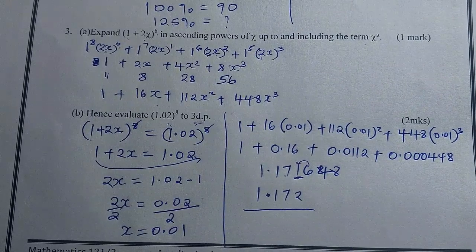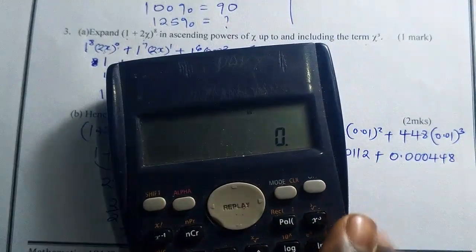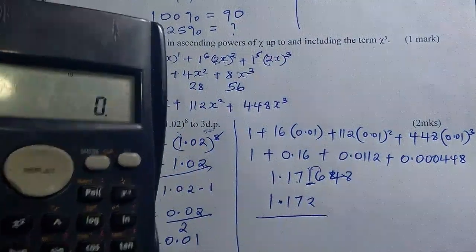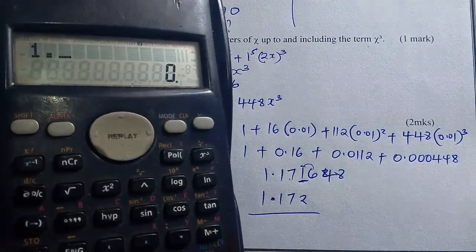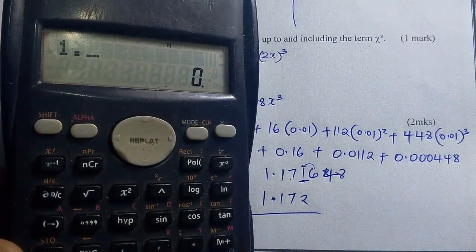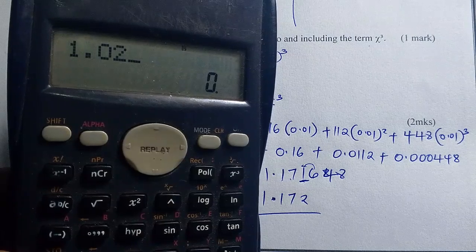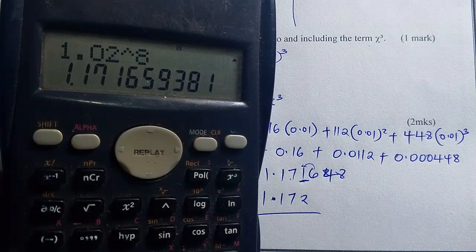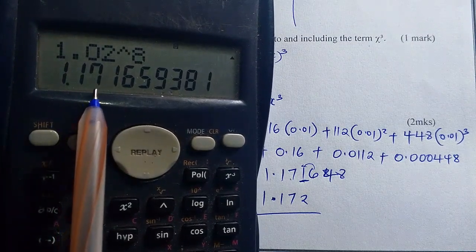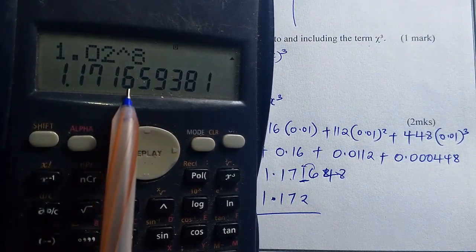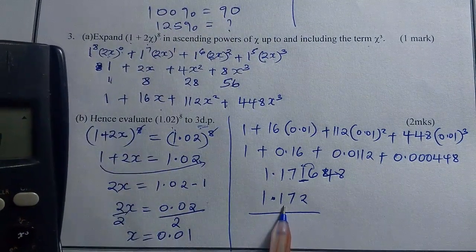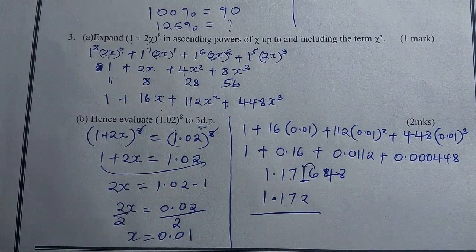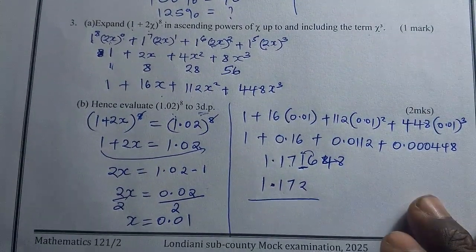After you have done that, you can easily make a mistake, but you can confirm using a calculator. Let's confirm this. 1.02 raised to power 8. You can see that the answer is 1.17. When we round this, it will be exactly our answer. So it is important that you check with the calculator after you have finished to ensure that you get the marks.